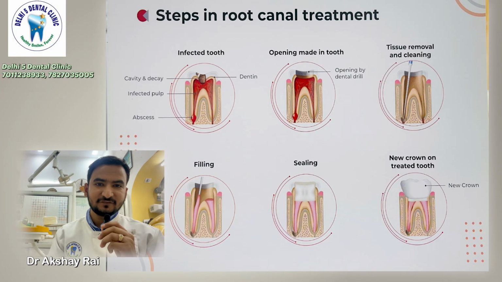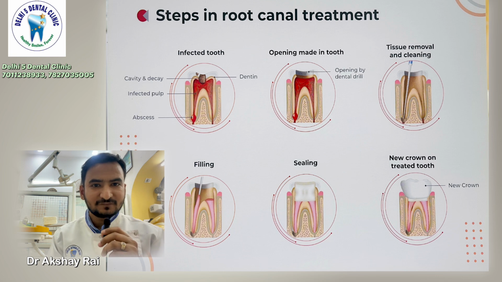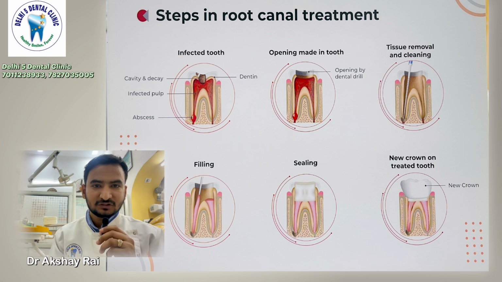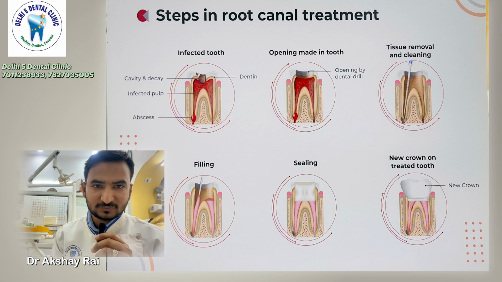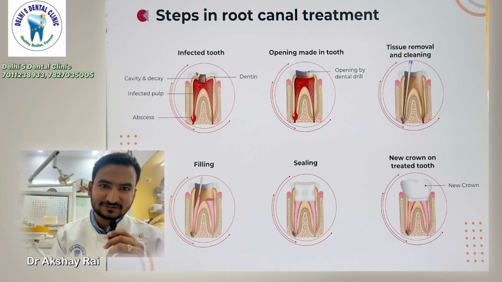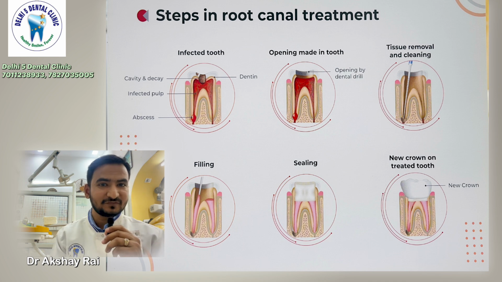Usually in the first sitting we do the access opening, biomechanical preparation, root canal filling or obturation, followed by temporary filling. In the second sitting we do the core buildup with glass ionomer cement or composite restorations. Then we do the crown preparation in the second sitting itself. On the third sitting we can do the tooth crowning. So in total, in 3 sittings you can get your tooth root canal treated plus a crown over the tooth.